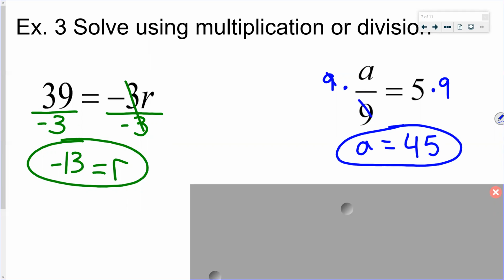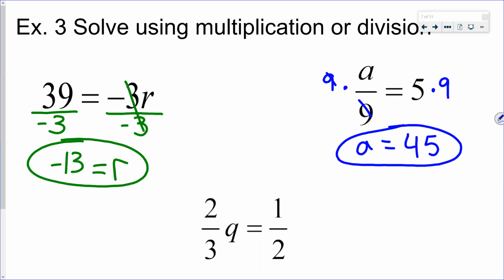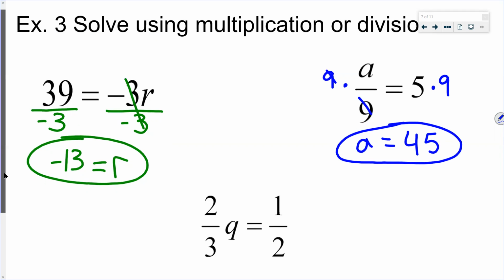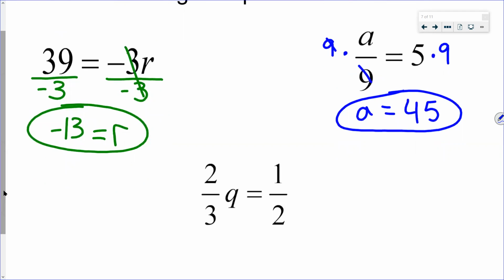So again, we can plug these back in to check. 45 divided by 9 is 5. Negative 3 times negative 13 will give us a positive 39. Now let's look at this one. 2/3 q equals 1/2.